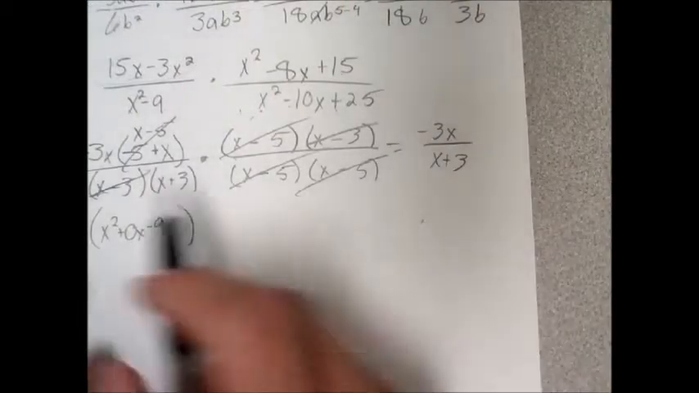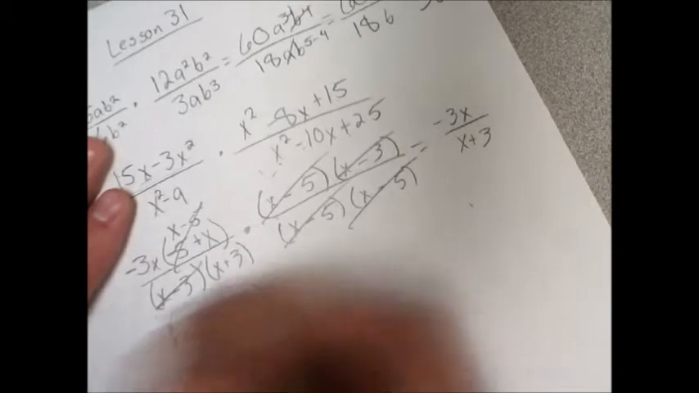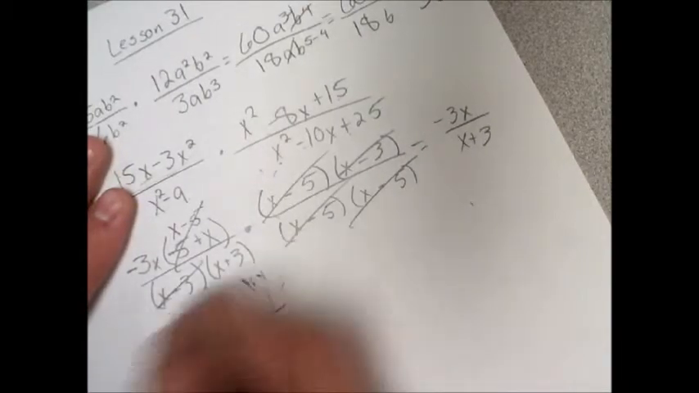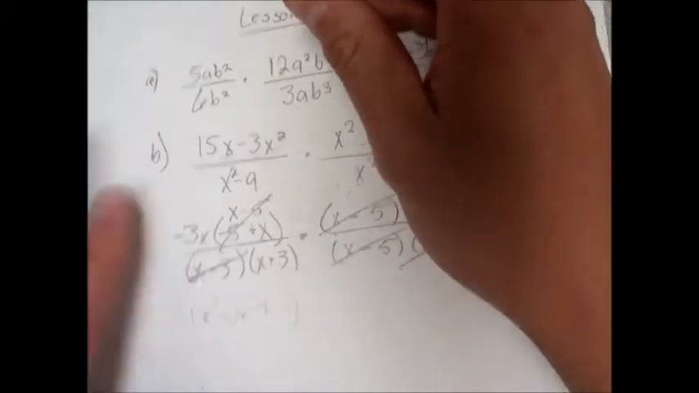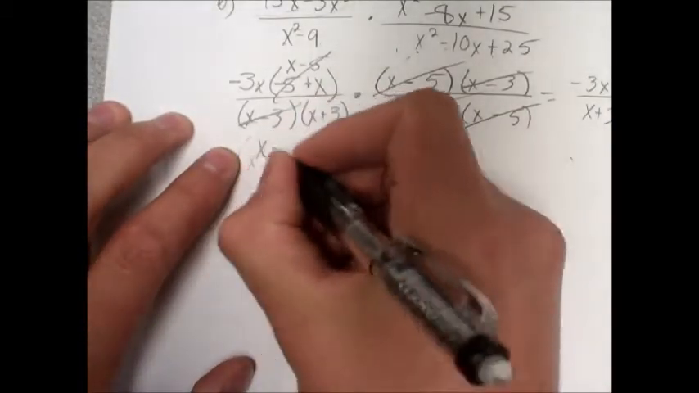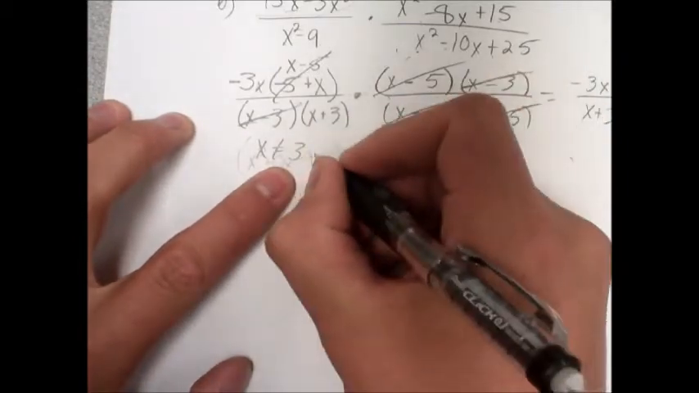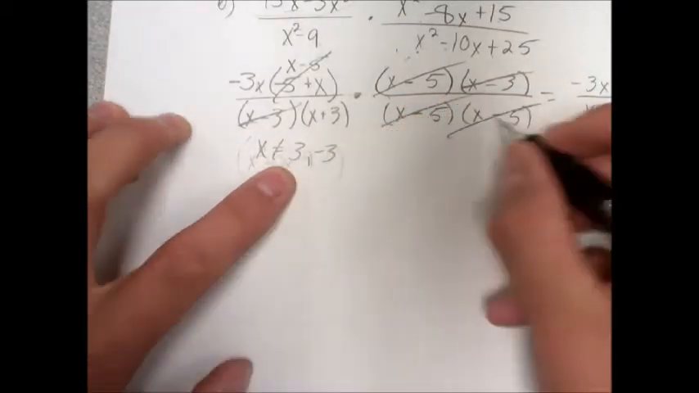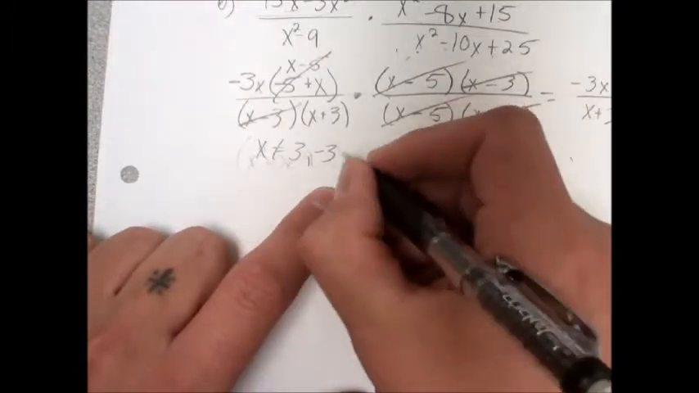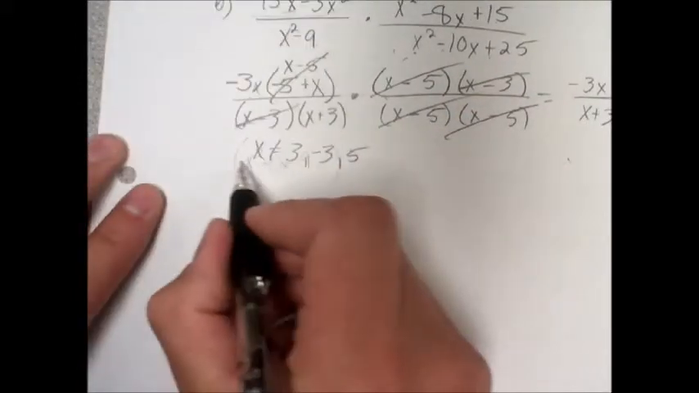what would make the bottoms of any of these equal to 0, right? So I'd set every one of these equal to 0 and say the excluded values are, and then I'd start looking at them. X minus 3 equal to 0 is x cannot equal 3. X plus 3 equal to 0 is x cannot equal negative 3. And then x minus 5 equal to 0 is x cannot equal 5. Okay, any questions on excluded values?